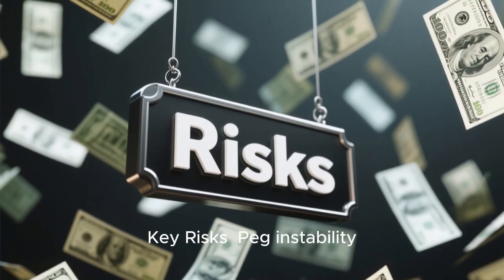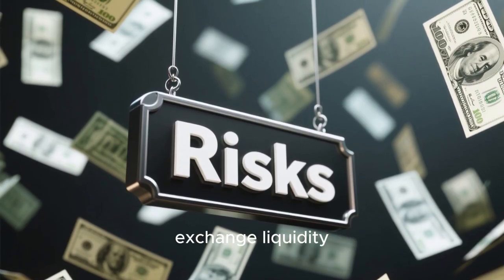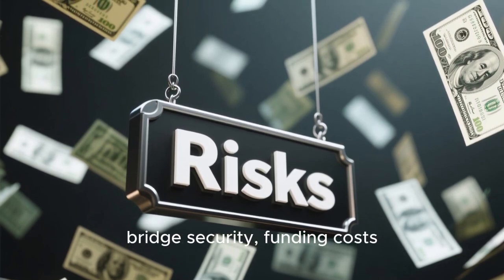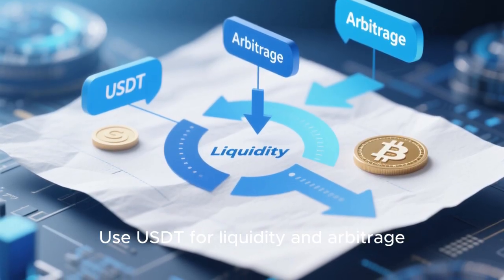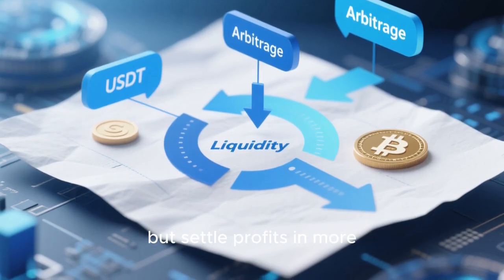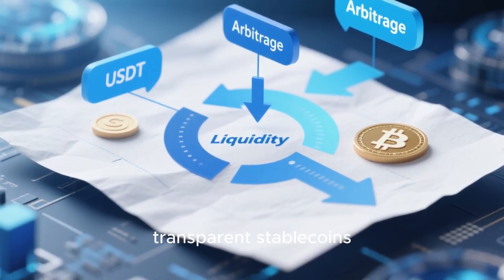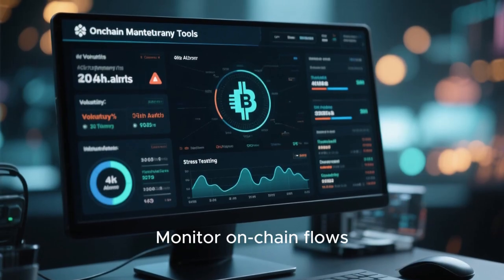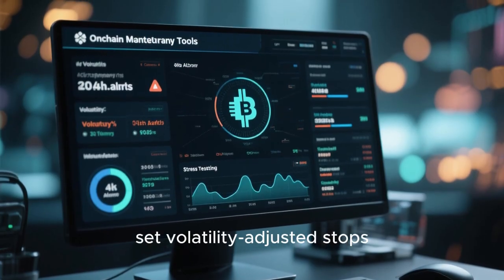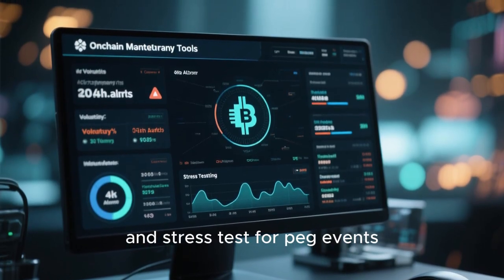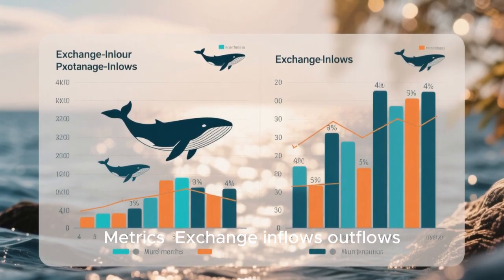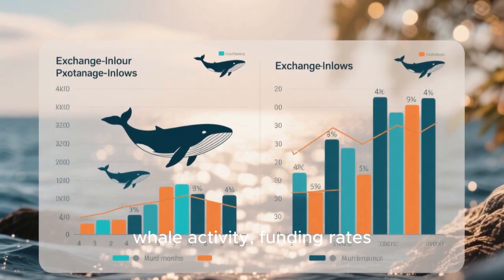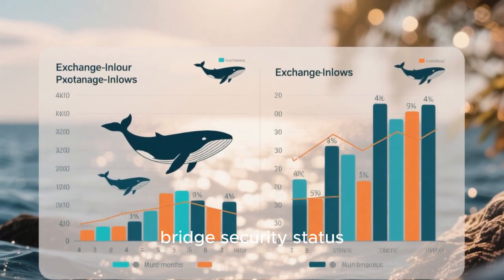Active trader key risks: peg instability, exchange liquidity, bridge security, funding costs. Best practices: use USDT for liquidity and arbitrage, but settle profits in more transparent stablecoins. Monitor on-chain flows, set volatility-adjusted stops, and stress test for peg events. Metrics: exchange inflows and outflows, whale activity, funding rates, bridge security status.